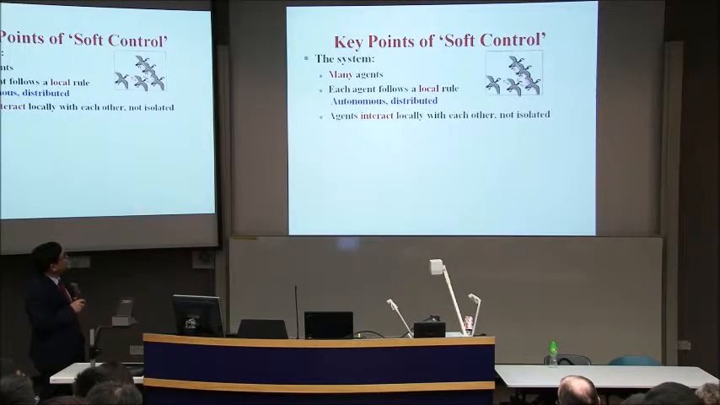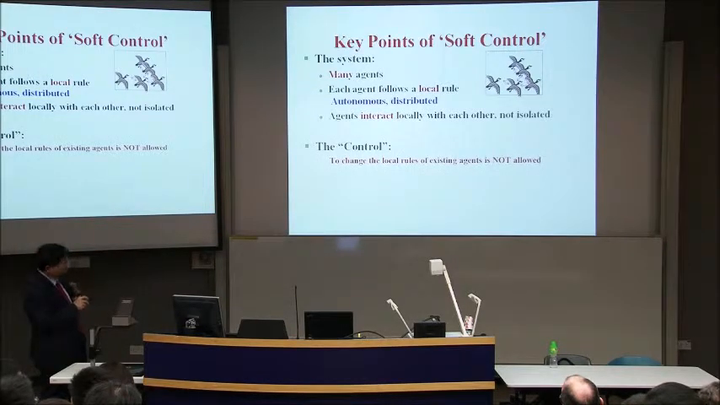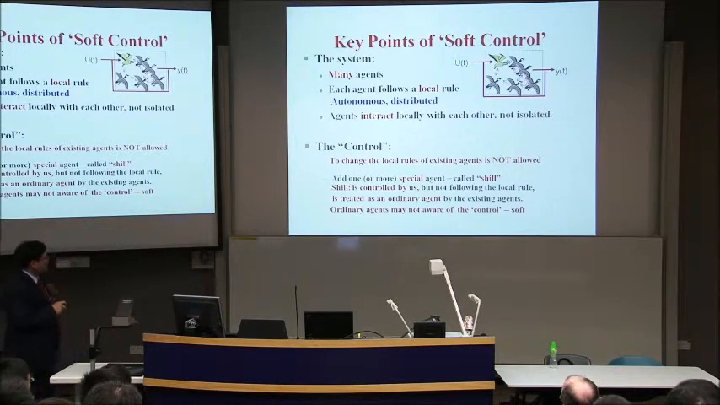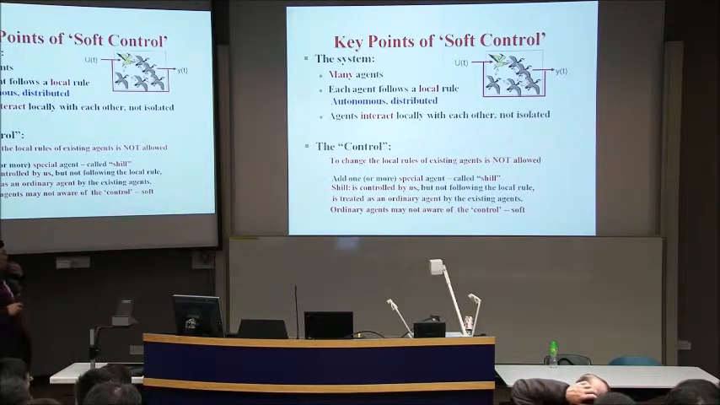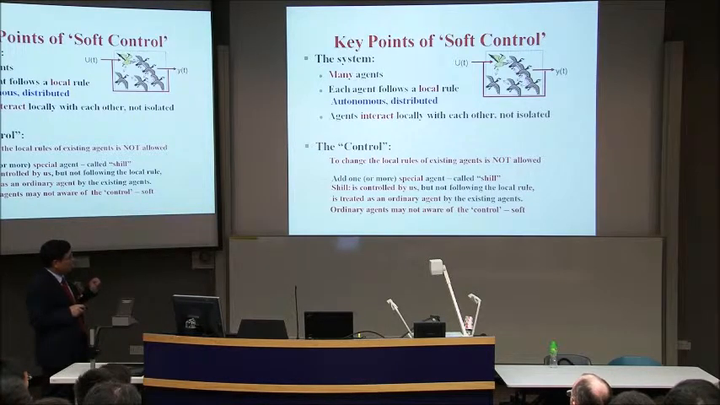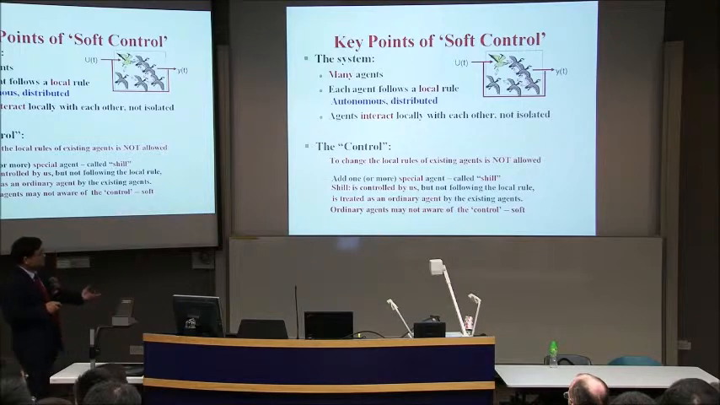Each agent follows a local rule and is autonomous and distributed. Agents interact locally with each other, and changing the local rules of existing agents is not allowed here. The idea is to add one or more agents, or remove one. A special agent we call the shell is controlled by us, but does not follow the local rule. The shell is treated as an ordinary agent by the existing agents, and the ordinary agents may not be aware of the control, so we call it soft.